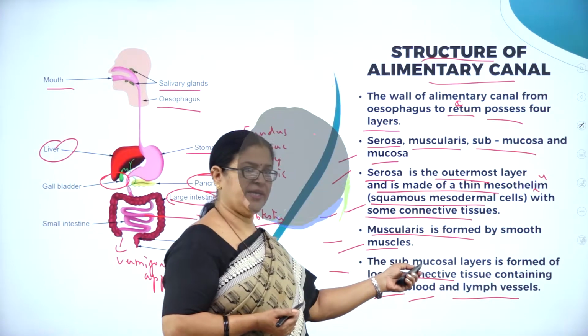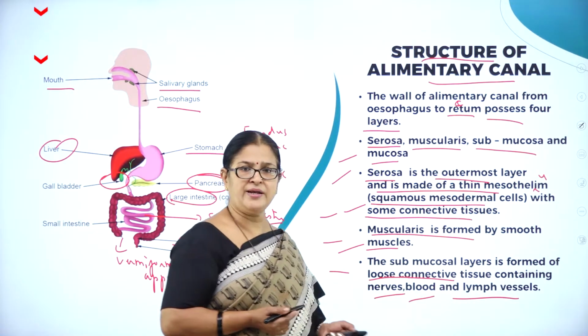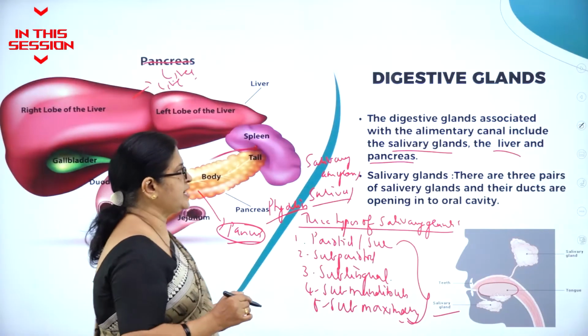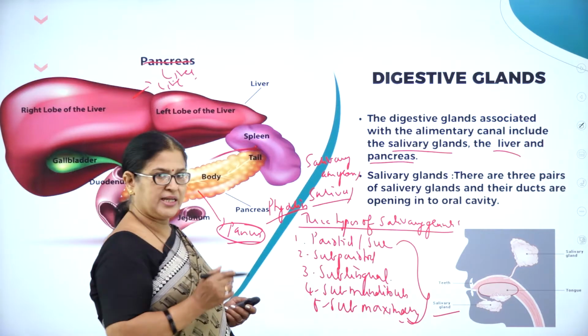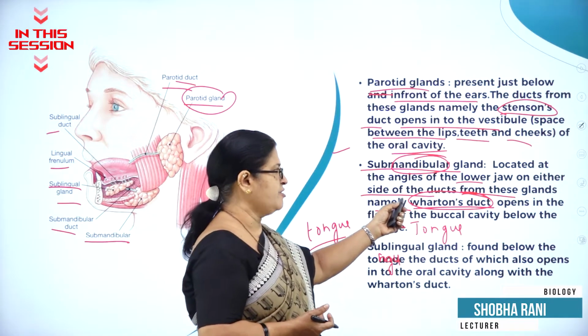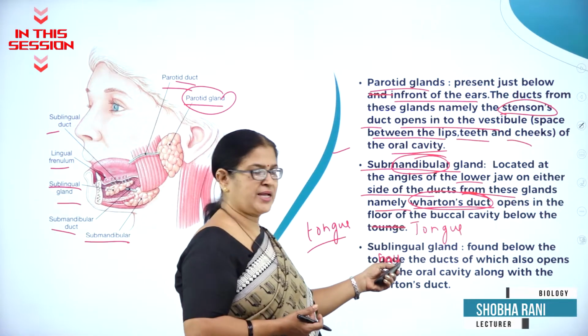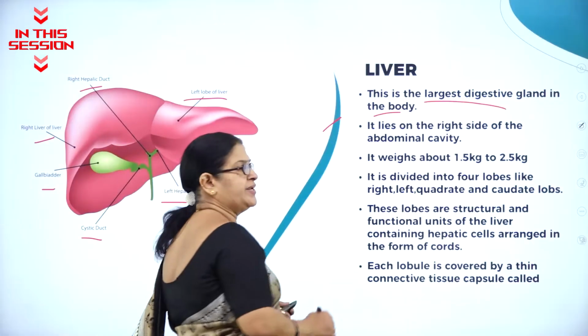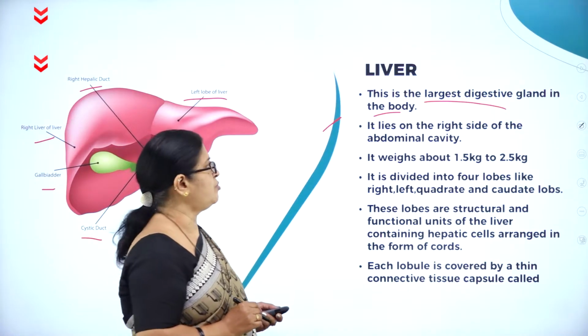The submucosal layer is formed of loose connective tissue containing nerves, blood and lymph vessels. The digestive glands associated with the alimentary canal include the salivary glands, the liver and the pancreas. Located at the angles of the lower jaw on either side, the ducts from these glands, namely Wharton's ducts, open in the floor of the buccal cavity below the tongue. So, the liver is the largest digestive gland in the body.